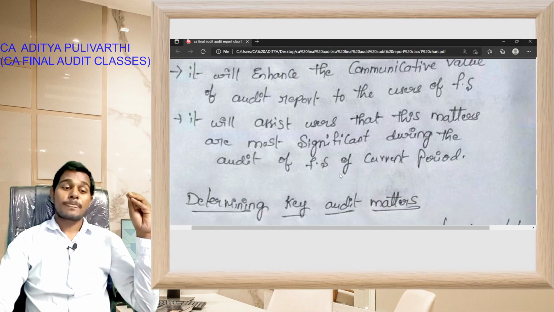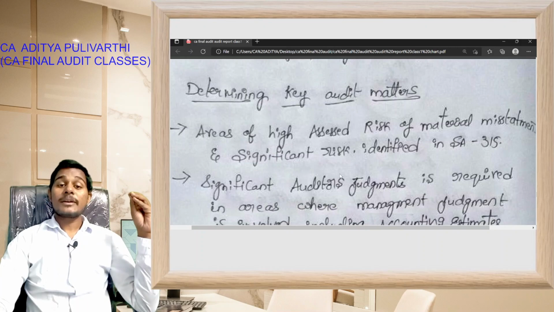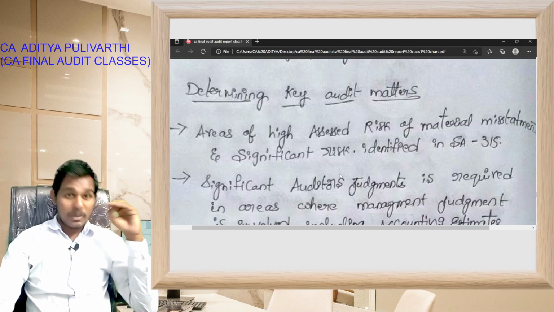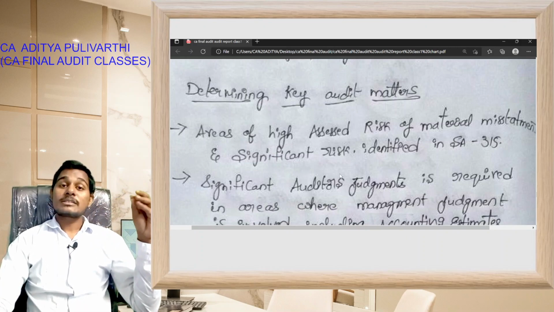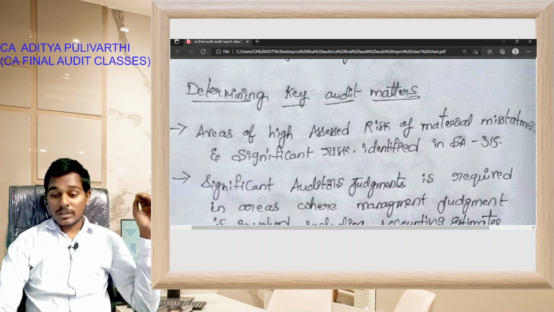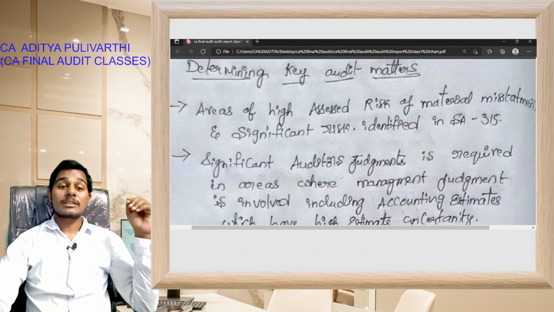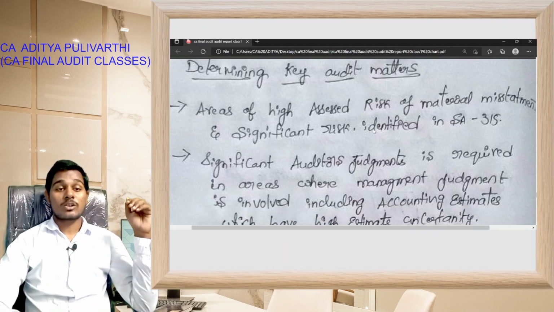Okay, students. Next, determining key audit matters. See, determining key audit matters means selecting some of the matters from those communicated with those charged with governance. For the purpose of determining what the key audit matters are, we should check whether there is compliance with these three points or not.